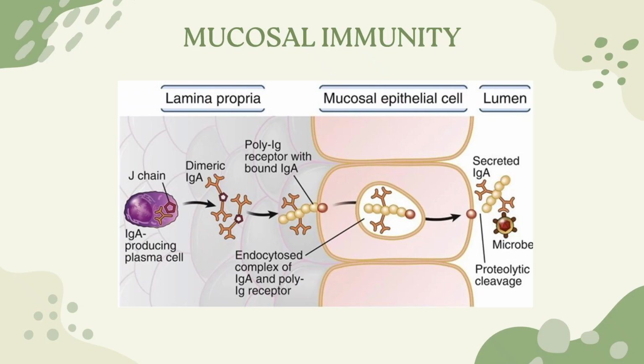Mucosal immunity protects the gastrointestinal and respiratory tracts. In these tissues, plasma cells are going to produce IgA antibodies in the lamina propria, and IgA is transported across epithelial cells by the poly-Ig receptor. Once released into the lumen, IgA binds ingested or inhaled microbes and prevents them from attaching to and crossing the epithelium. This prevents infection before microbes can invade underlying tissues and serves as an important first line of defense at mucosal surfaces.